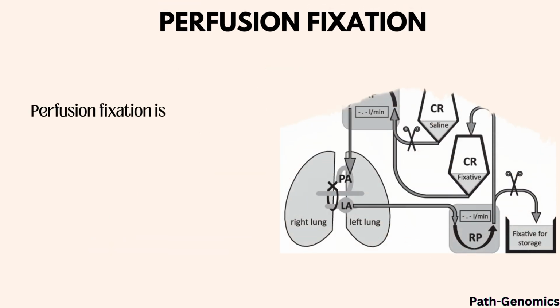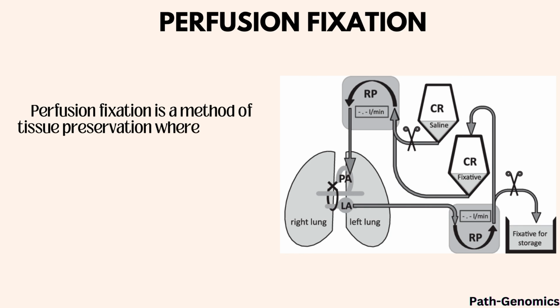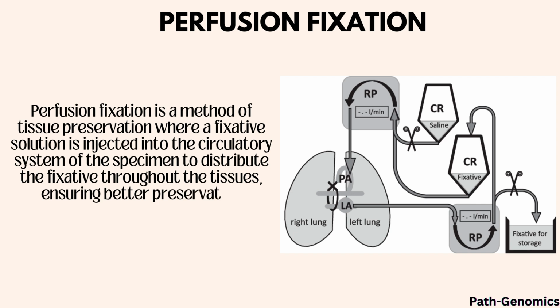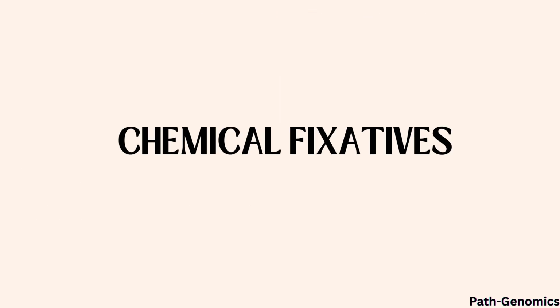Perfusion fixation is a method of tissue preservation where a fixative solution is injected into the circulatory system of the specimen to distribute the fixative throughout the tissues, ensuring better preservation compared to immersion fixation. These were the different physical methods of fixation. Now let us see about chemical fixatives.